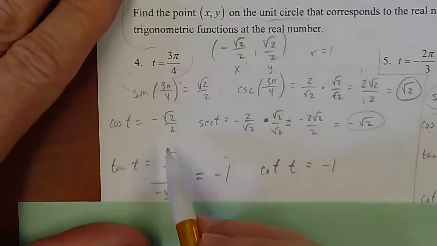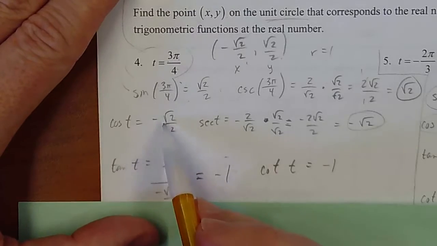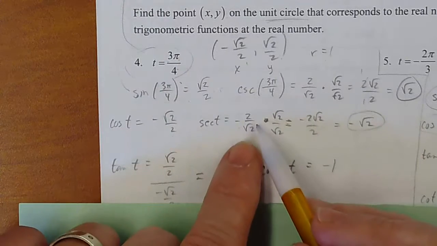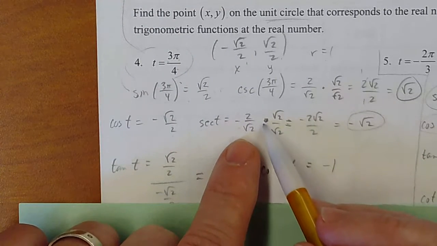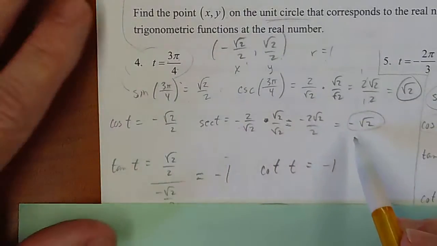Okay, here's your feedback on this. Cosine's x over r, so the x value is negative. So there it is. Cosine is negative square root of 2 over 2. So the math is very similar, right? We flip it over. So you don't even need to show the work, really. You should just know it's going to be square root of 2 and negative. But if you work through it, fine.